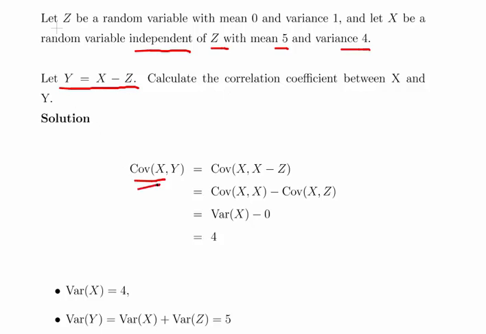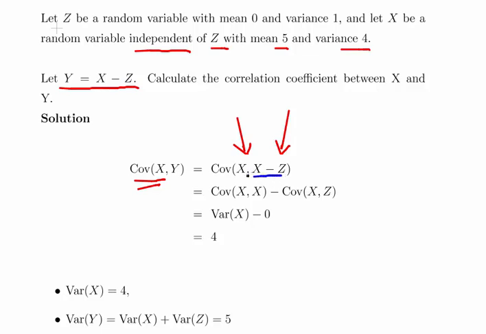So we're going to build this up bit by bit. We need the covariance of x and y, the variance of x and the variance of y, and then we'll piece it all together to find the correlation coefficient. But first off, we'll start with the covariance of x and y. The covariance of x and y can be written as the covariance of x and x minus z. Now this expression we can break up.